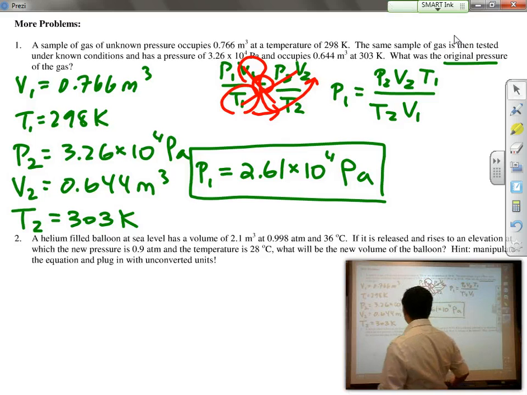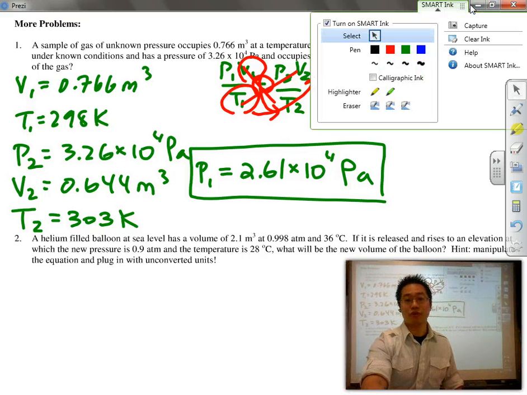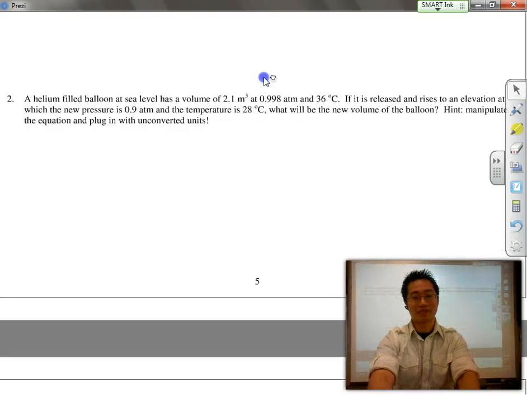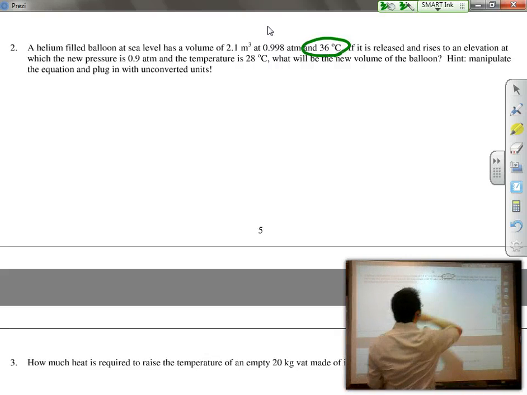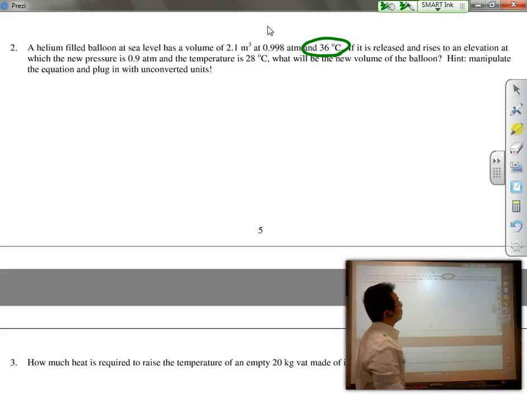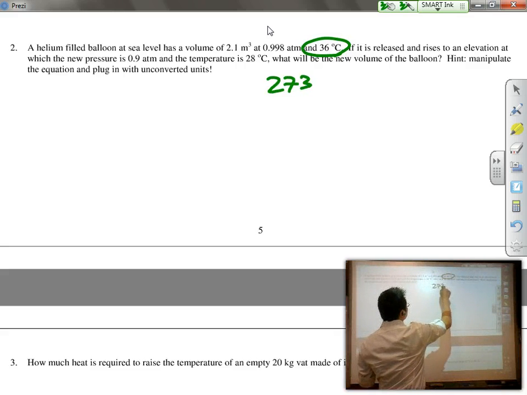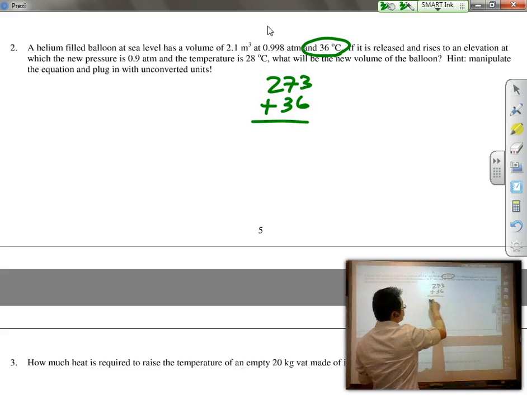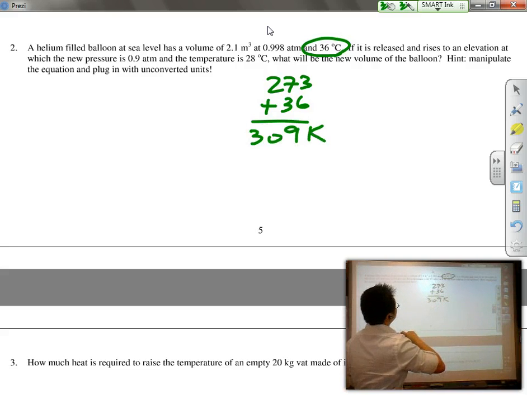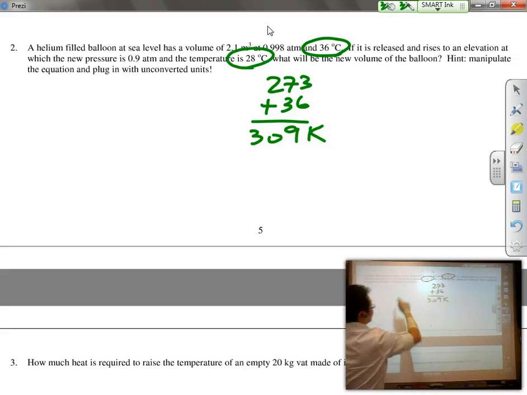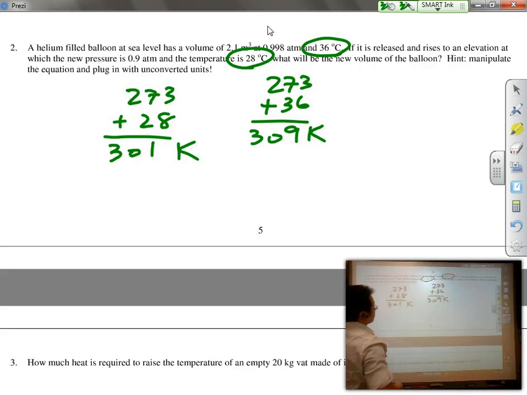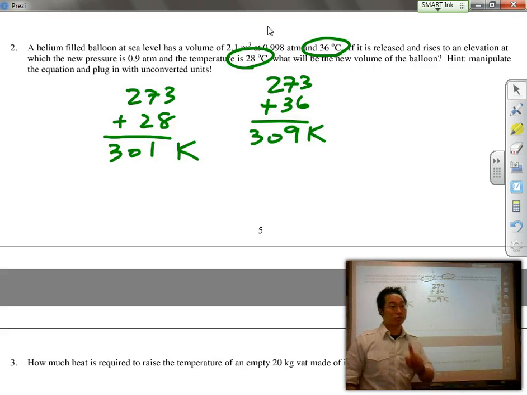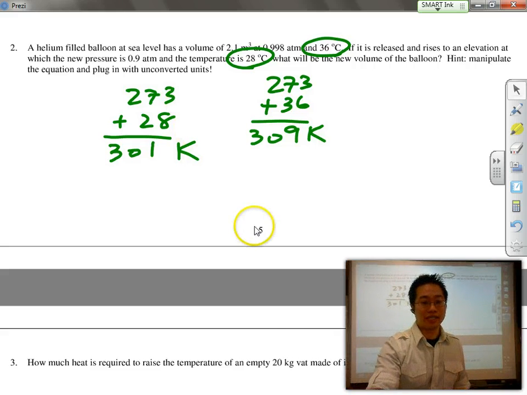In this case, all the units were in their proper form, but if you're doing a question which is not, for example, the following question, you have to be careful. This temperature would have to be converted into Kelvin. So 273 plus 36 would equal 309 Kelvin. And when you take the 28 degrees Celsius, you want to convert that as well. 273 plus the 28, you get 301 Kelvin. So make sure that you always convert, especially temperature, when you are doing ideal gas law questions.